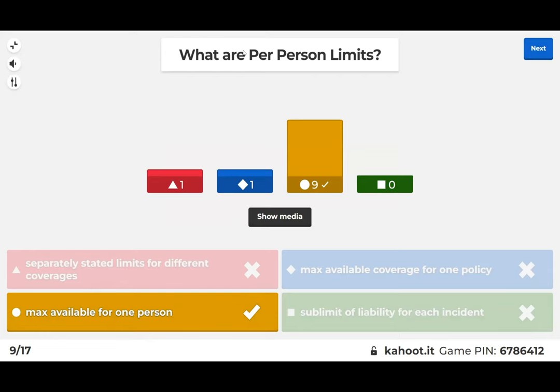Max available for one person. Yeah, per person is how much each individual person can get in coverage.